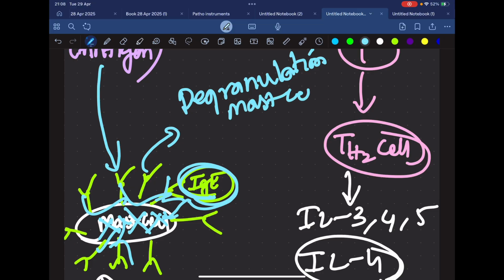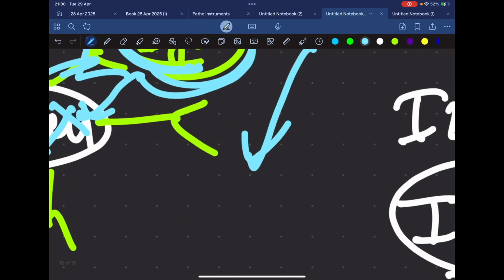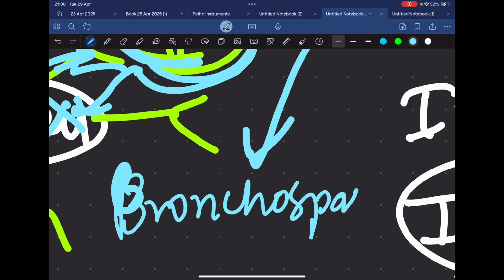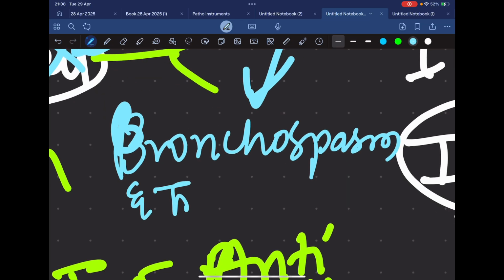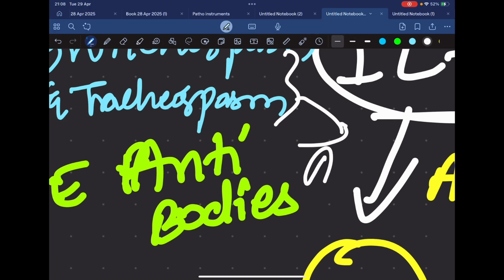The degranulation of the mast cell is going to secrete leukotriene B4 and D4. The secreted leukotriene B4 and D4 is going to cause bronchospasm and tracheospasm. The bronchospasm and tracheospasm is going to result in asthma.